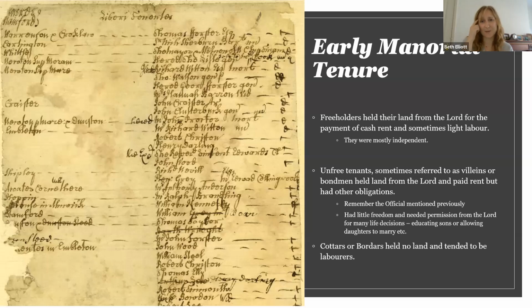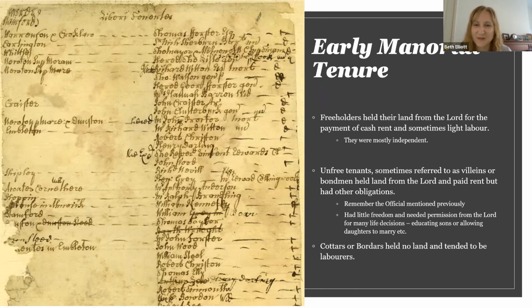So I mentioned manorial tenure already. I mentioned unfree tenants. I just thought it would be helpful for me to explain a little bit more about the different sorts of tenants that we come across in manorial records. And we've got a nice example on the left, which I'll come to in a moment, but that's a free tenant list. So with early manorial tenure, so thinking about the early medieval, we tend to get 2 main types and a 3rd type of tenant.